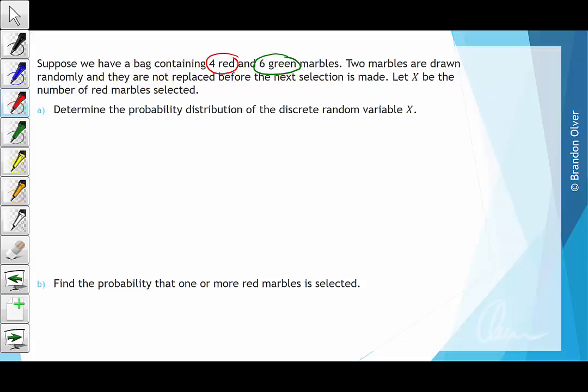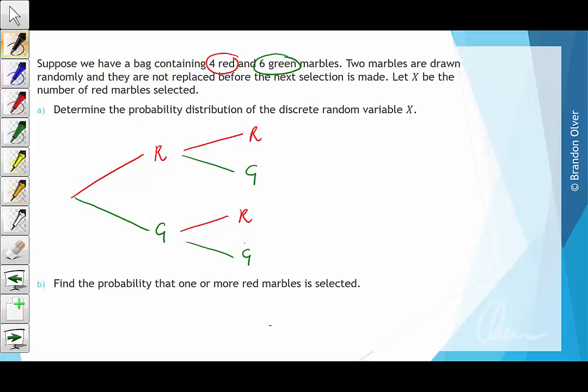So the first thing we can do is set up a tree diagram to represent the selections made. On the first selection we can select a red, or we can select a green marble. On the second selection, we can select a red or a green, and the same for the bottom of the tree, we can select a red or a green.